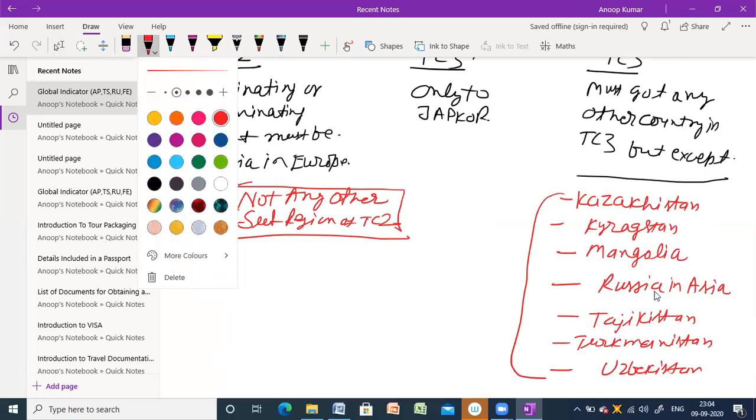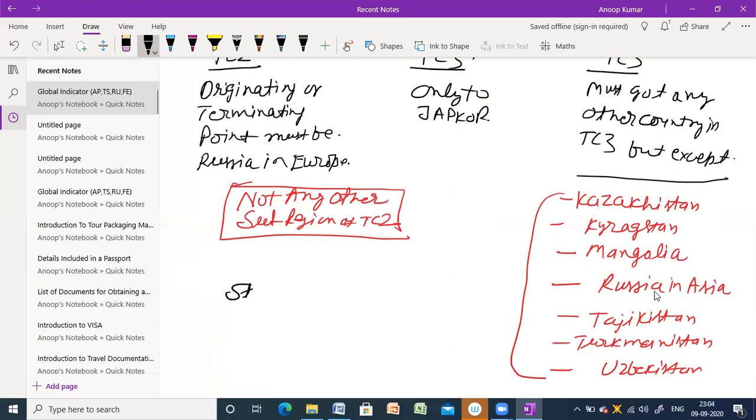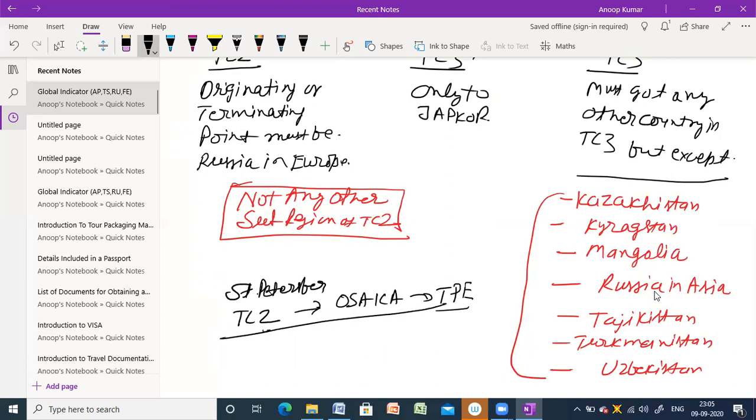Let's have an example of this particular routing. Any flight starts from St. Petersburg, which is in TC2, and in TC2 it is Russia in Europe. Then it goes to Osaka. Osaka is in JAPCOR. Then from Osaka it goes to Taipei. Taipei is not under these exempted countries. So in this particular case, the applicable global indicator will be RU. So these were the conditions associated with TS and RU.